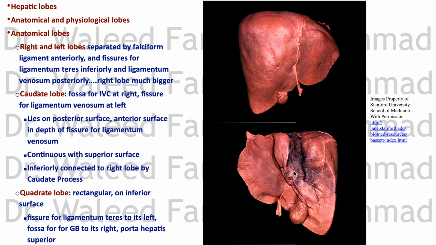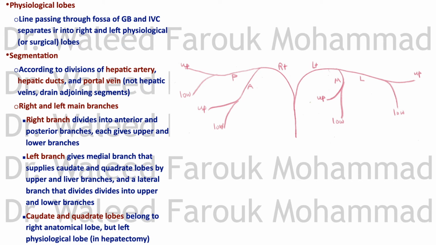So we have 4 lobes of the liver. You know the boundaries now. The quadrate lobe between the fissure for ligamentum teres and the gallbladder. The caudate lobe between the fissure for ligamentum venosum and the inferior vena cava and its fossa. So this is how you divide the liver anatomically, but it's not the way you deal with the liver in surgery, because in surgery you worry about the blood supply of the organ you are working on. Okay, this is why you study the physiological lobes of liver.